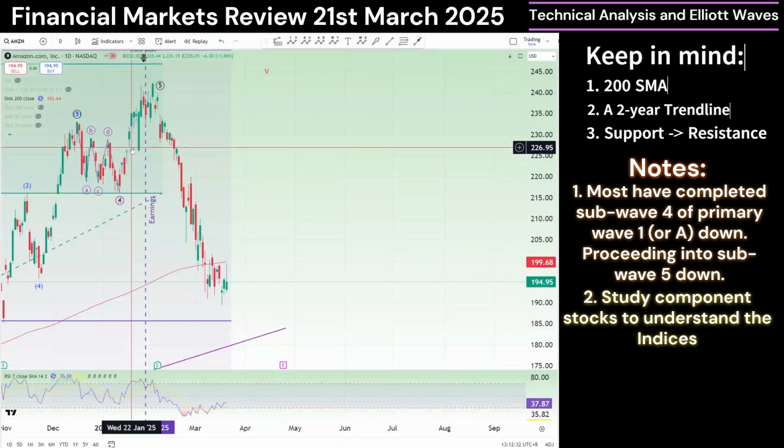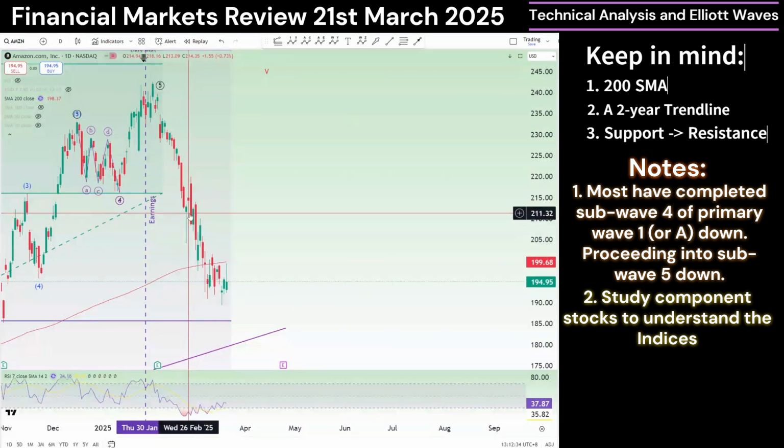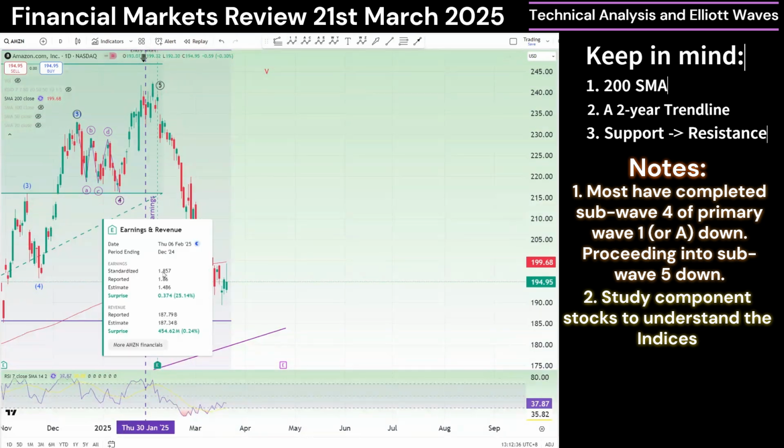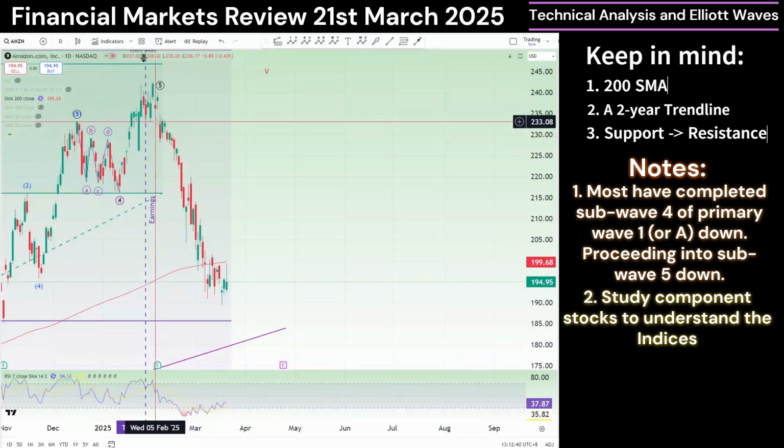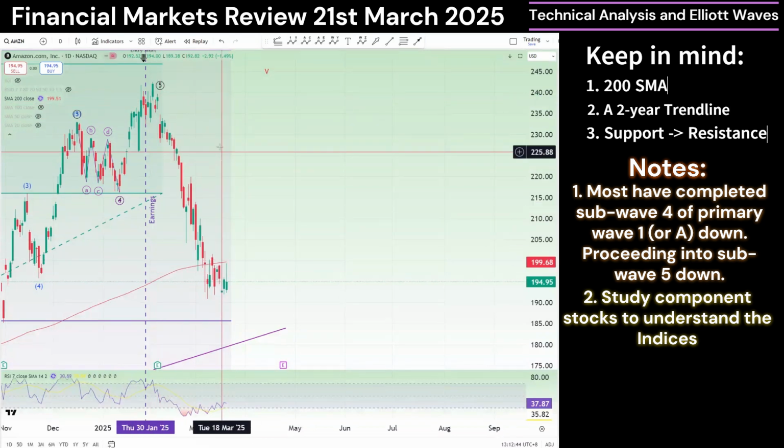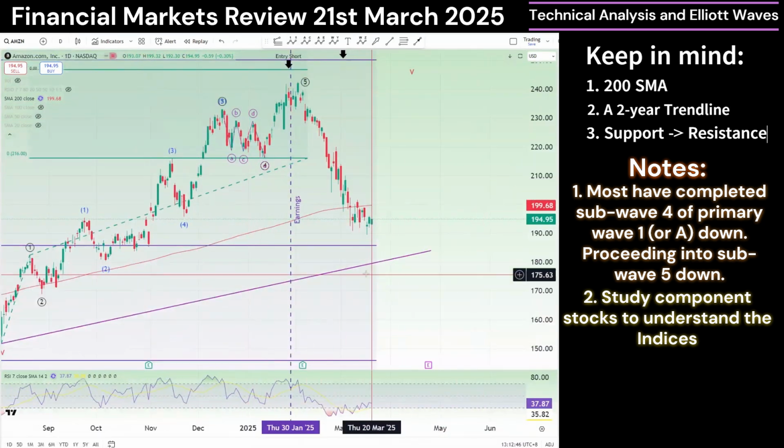So long then short, short towards earnings, and earnings is here. Earnings is on the 6th of Feb, so after earnings, it drops. This demonstrates the power of alert waves.